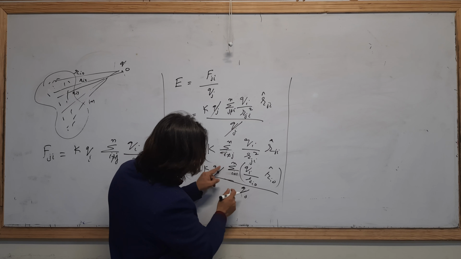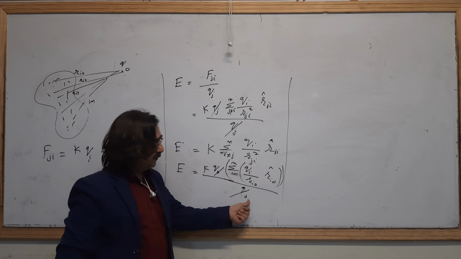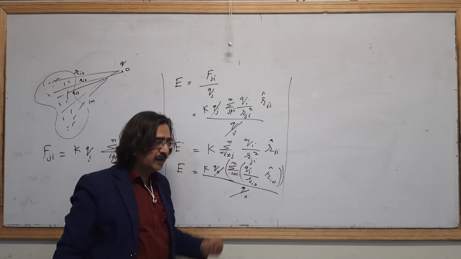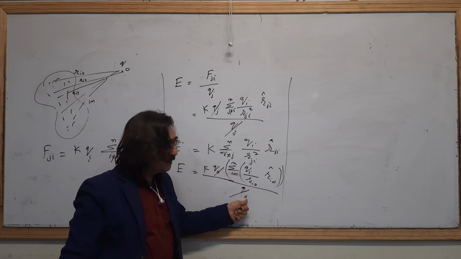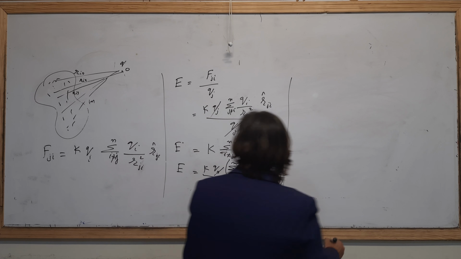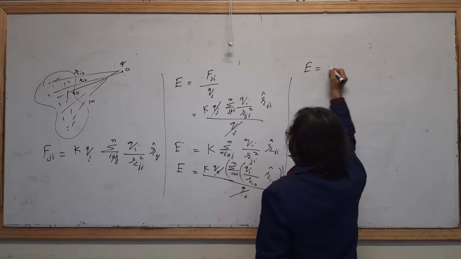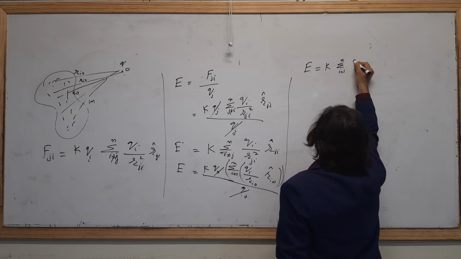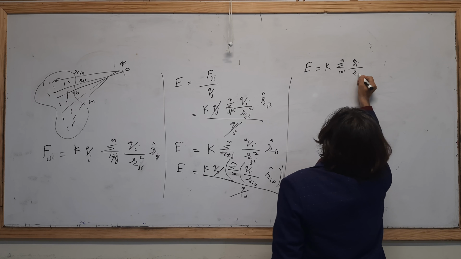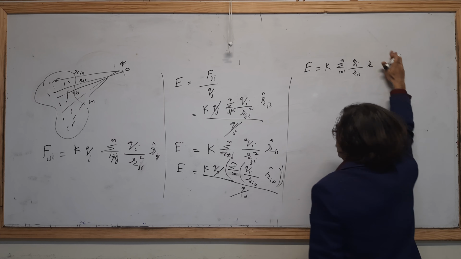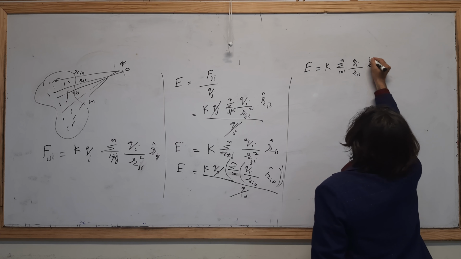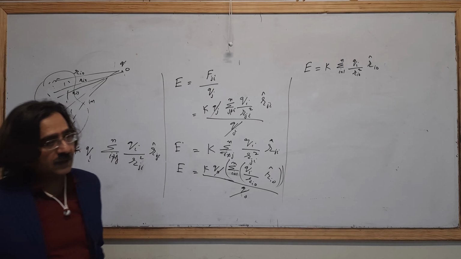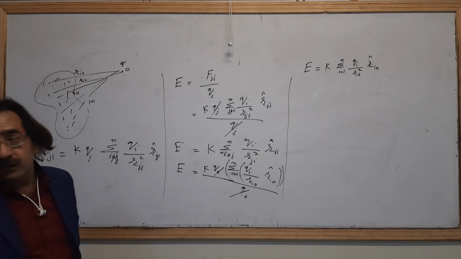This can cancel because there is no summation on it; it is multiplying everything, so that's why it may cancel out. So this will be this, and you may write E as K, sum from I equals 1 to N, Q I over R I0 squared, R I0 unit vector. So that will be this.